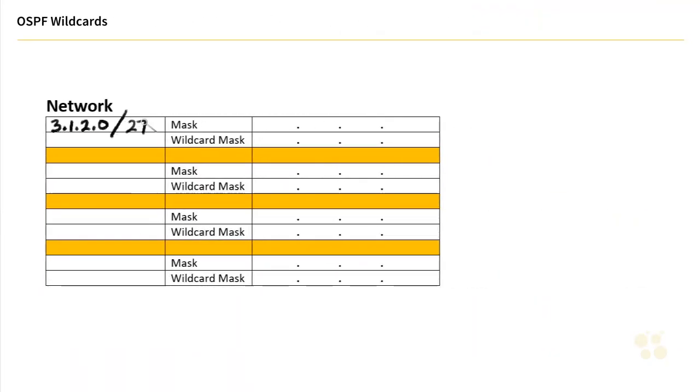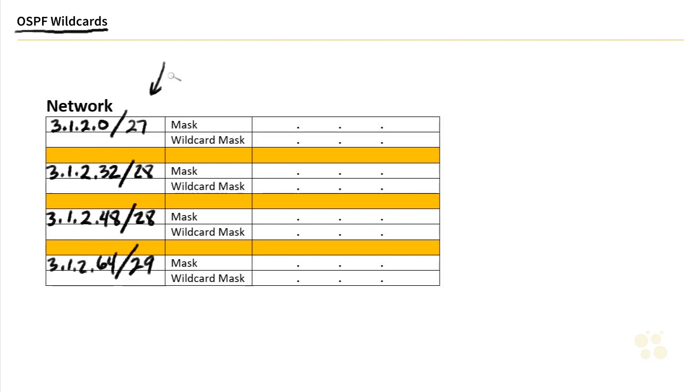So let's use these four subnetworks and look at the OSPF wildcards. Specifically, the importance here is that the boundary between network and host is not falling cleanly between octets in the 32-bit IP address. So we have a 27-bit mask, a 28-bit mask, and a 29-bit mask. And this concept applies to any network. So over here on the left, we have four networks. But the focal point here is the actual mask length.